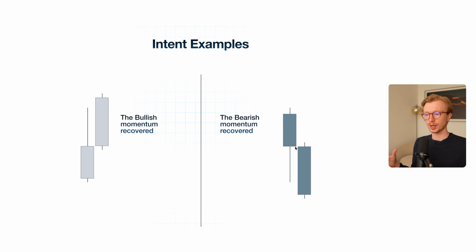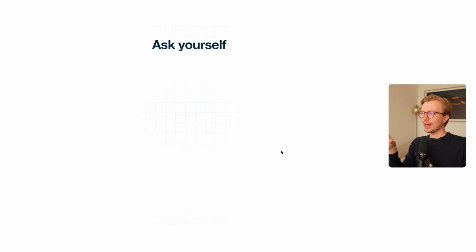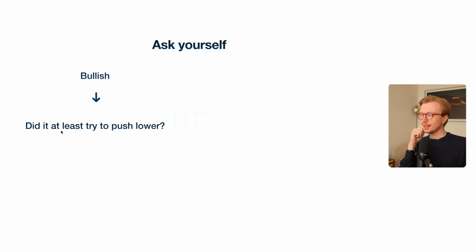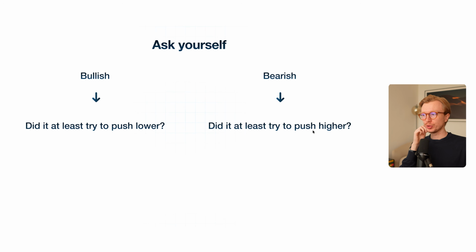What can we do at that moment in time? And then afterwards, we continue lower again. Tells you so much information right there on what we want to do next. So ask yourself, if you are bullish and you're seeing a bullish scenario, then did it at least try to push lower right there? That's important. Now, if you are bearish, then the opposite, did it at least try to push higher?